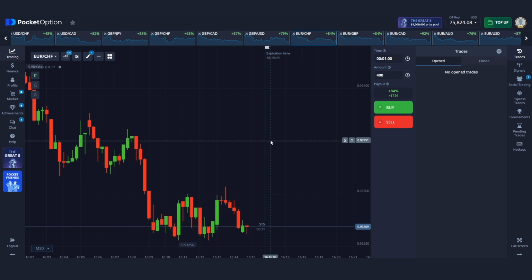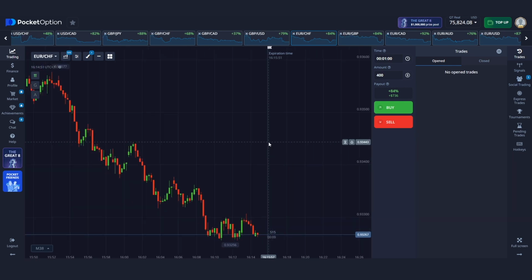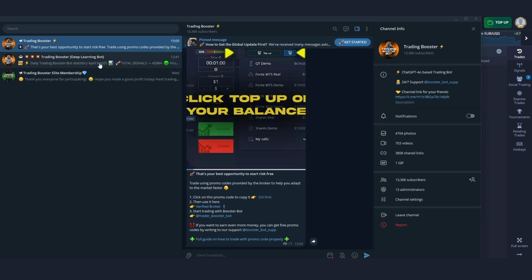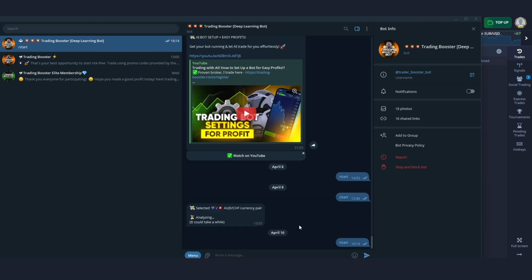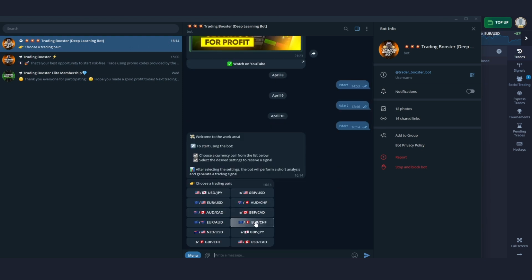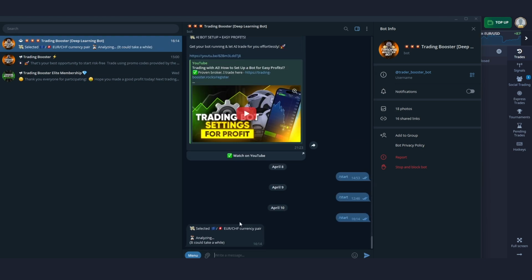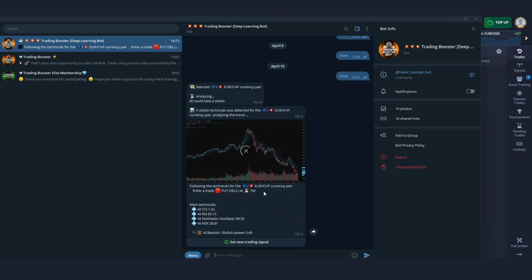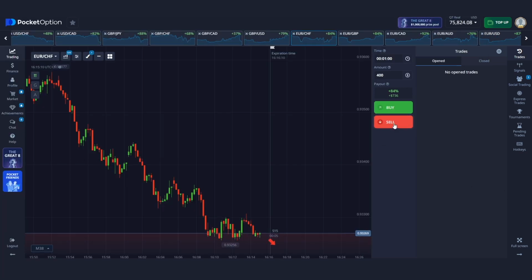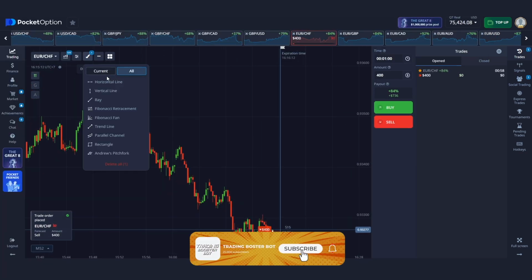Let's open the first trade on the currency pair Euro-Swiss franc and see what the booster bot says. I switch to the booster bot. I activate it and select the currency pair Euro-Swiss franc, setting the time frame to 1 minute. I receive a sell signal and open a sell trade right from here. Let's analyze what's happening on the chart.